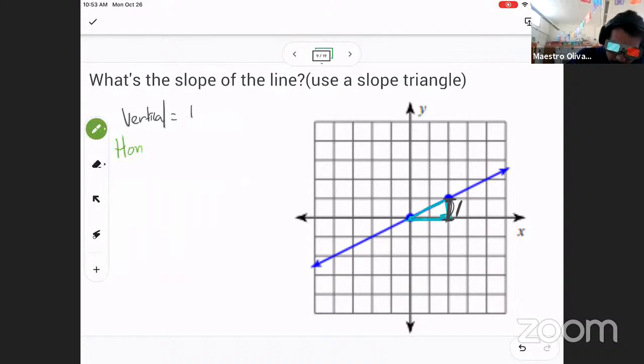The next thing I have to find is my horizontal distance. Horizontal distance means left to right. So that's from this point to this point. How many squares do I have there?